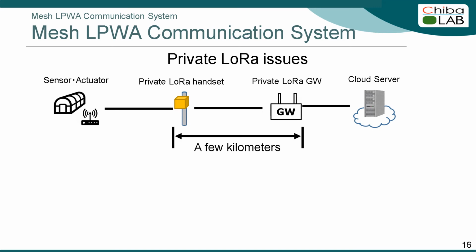At first, I explain our communication system. The system uses private LoRa. This is a communication protocol which communicates wider and with lower power than other methods. This is very susceptible to the communication environment. In our experience, this has a communication area of about a few kilometers in radius.